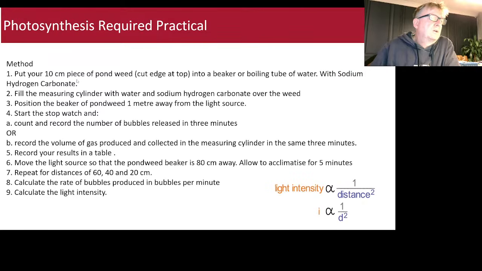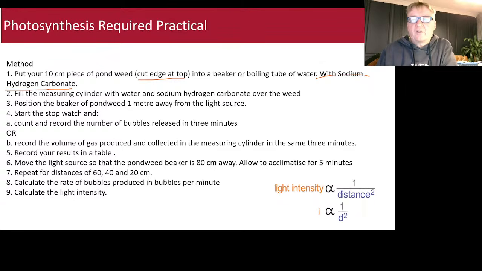Right, so method. 10 centimeter piece of pondweed, cut edge at the top. The idea is you put the pondweed into your boiling tube or wherever it is, you get your scissors and you cut it underneath the actual water itself, because the idea is you're not going to allow any air bubbles to go inside the stem. You're going to add sodium hydrogen carbonate. Now, sodium hydrogen carbonate is a substance that provides carbon dioxide, so it encourages the growth. So it's in the liquid. Fill the measuring cylinder with water and sodium hydrogen carbonate and put it over the weed.